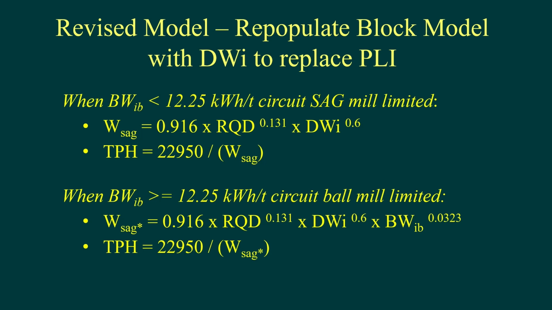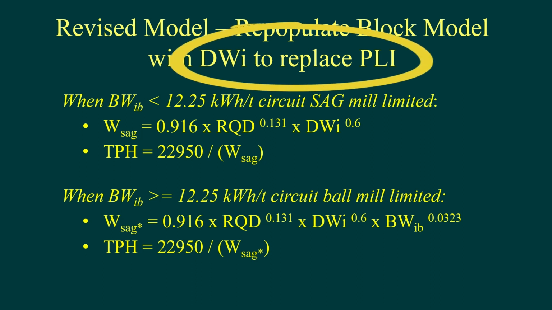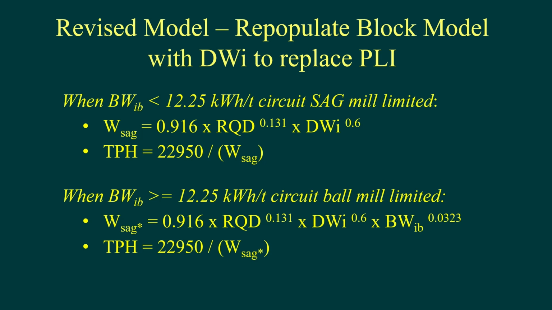So what was done to improve the forecast capability of the model? Well, the plant team, at the time I think it was being led by Karen McCaffrey, did two things. They repopulated the block model with DWi data. They did a lot of SMC tests, and that DWi data replaced the point load index. And the second modification they did was to recognize the fact that in some cases the throughput of the circuit was ball mill limited.